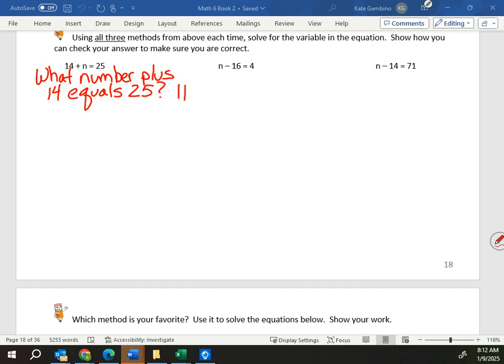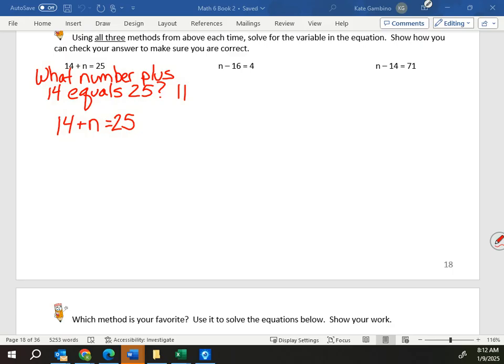Next is our opposite operations. So we have to write that equation again. 14 plus n equals 25. So I want to get my n by itself. So I have that 14 there. How do I move that 14 to the other side? How can I zero that out? What should I do? James?